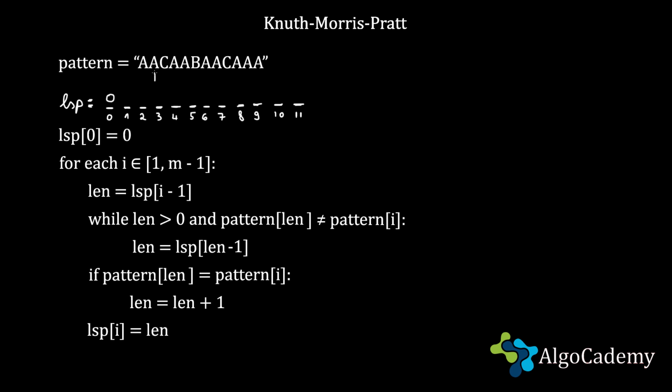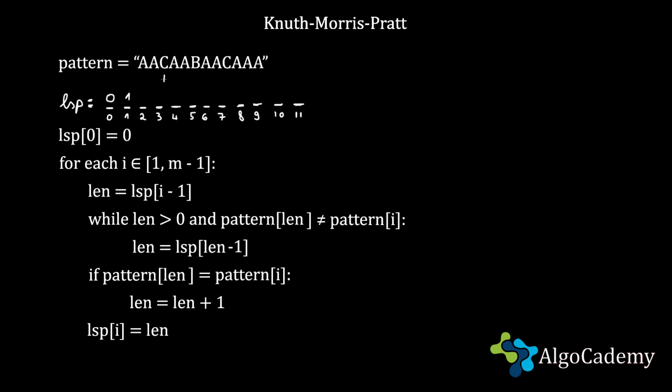Now, I have to compute LSP of 1. What do I do? Len is first LSP of i minus 1, which is 0. So I don't even execute the while loop, and I check. Is pattern of len, pattern of 0, a, equal to pattern of i? And it is. I'm going to increment the len, it becomes 1, and I conclude that LSP of i equals 1, which is indeed what I'm looking for. A suffix of length 1, which is also a prefix. So this LSP is 1.